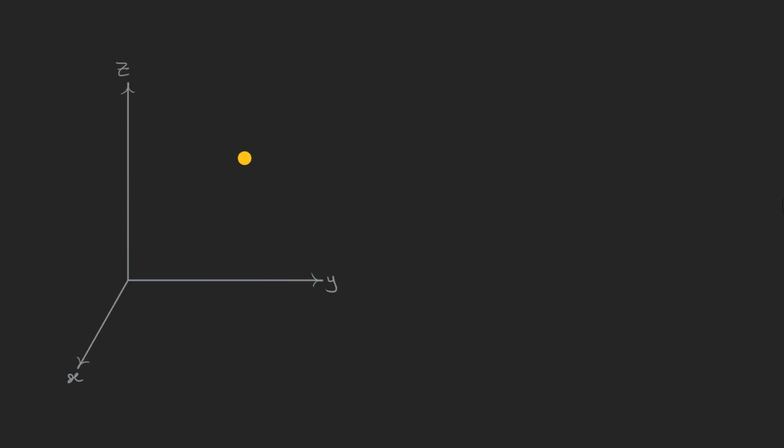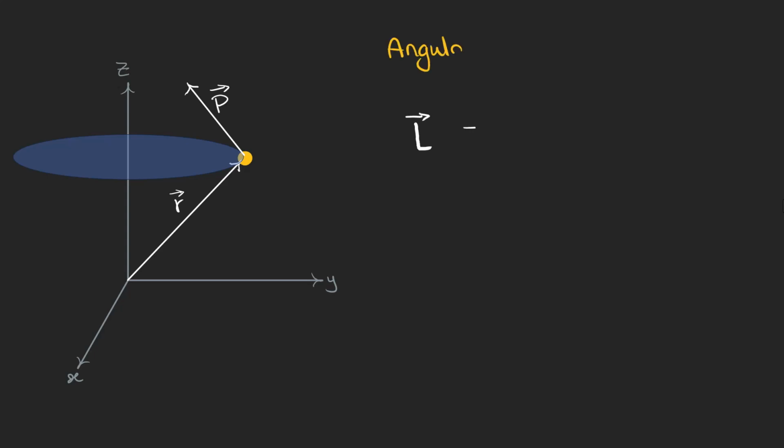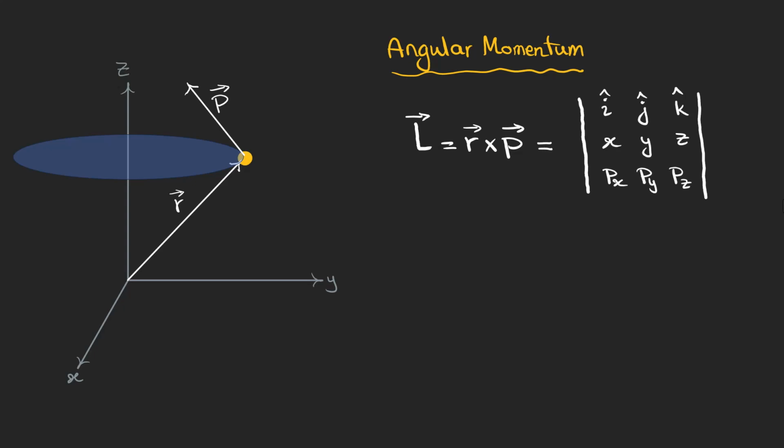Suppose that we have a particle in 3D space, so we can show its position using a vector called r. If the momentum of the particle is not along its position vector, it can experience a kind of motion that is like circular motion. And we can associate a kind of angular momentum to this particle, which can be written as r cross p. We can find this cross product using this determinant.